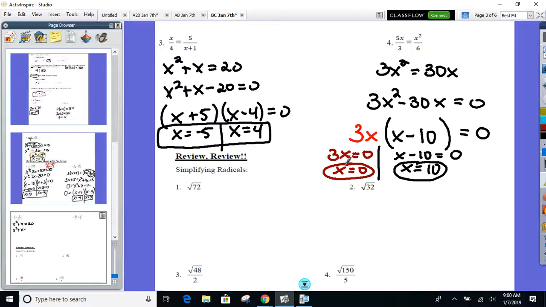All right, here we go. I got to review some simplifying radicals. I know we've been doing it all year on tests and quizzes, but there's a reason why I need to review it right now.